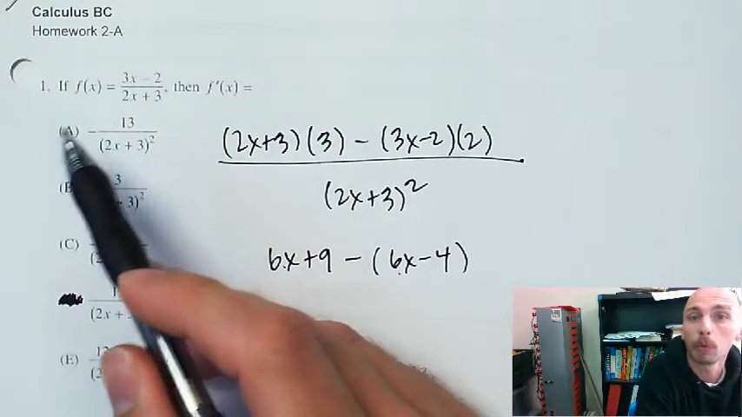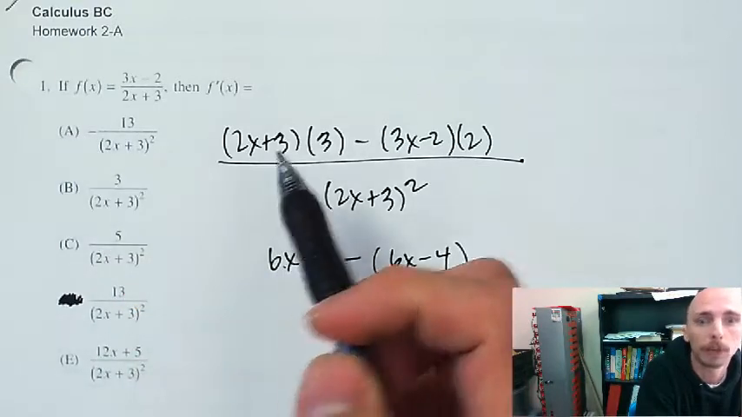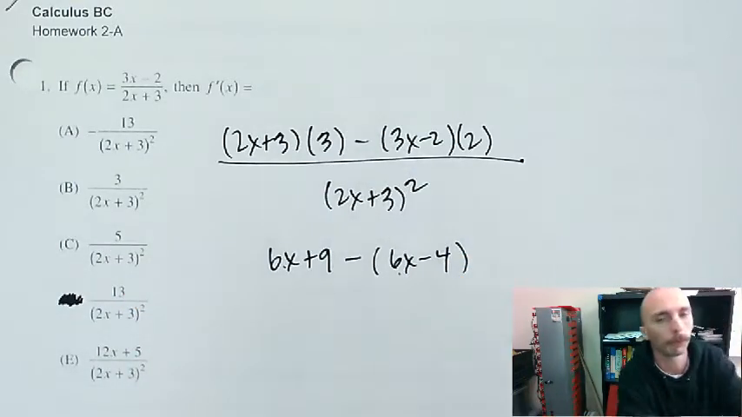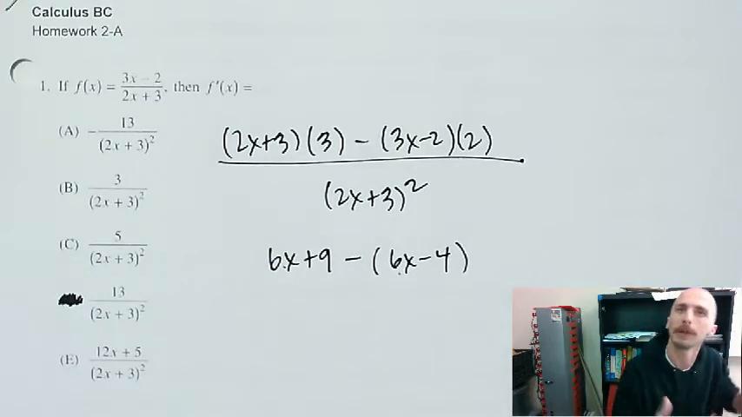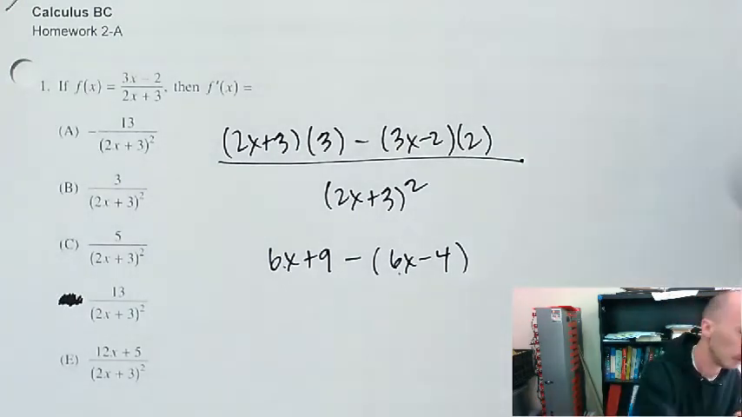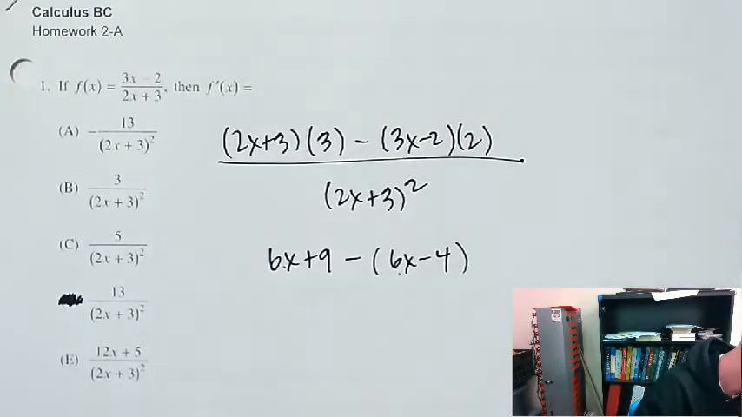Okay, if you have the quotient rule wrong, you would get A, right? If you were doing top times the derivative of the bottom minus bottom times the derivative of the top, which of course I don't recommend because that's not the quotient rule. Okay, just got to use the quotient rule properly here.